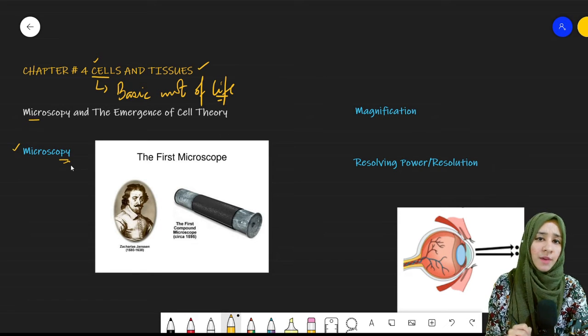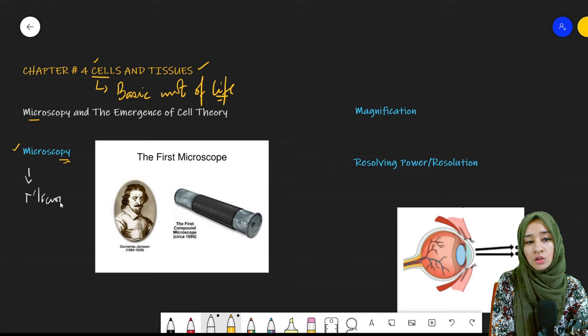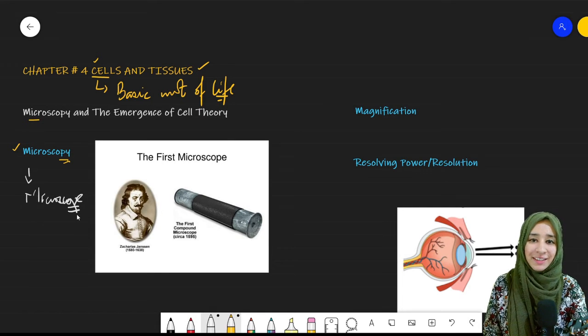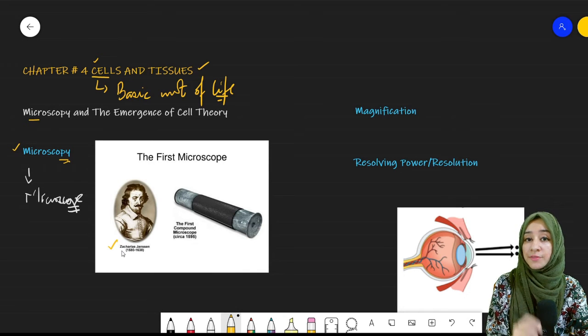Now, what is the meaning of microscopy? Microscopy is the study of microscope. Simple. It is the study of microscope. The first microscope was made by Zechariah Jensen. He was the first biologist who made the first microscope.